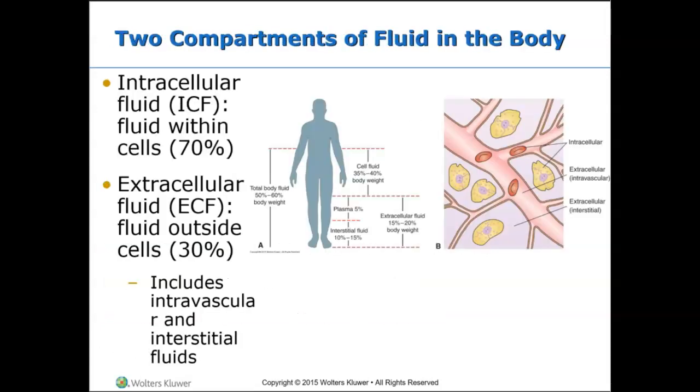Let's review the makeup of fluid in our body. We have approximately 40 liters of fluid in our body. The majority of this fluid, or approximately 2/3 of this fluid, is within our cells, called intracellular fluid, or ICF. This is vital for cell functioning. It is comprised of things like oxygen, electrolytes, glucose, things like that.